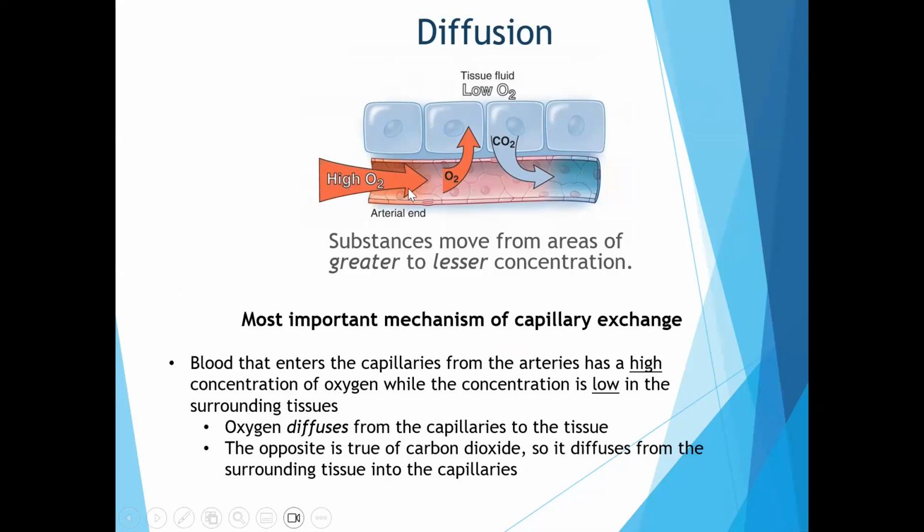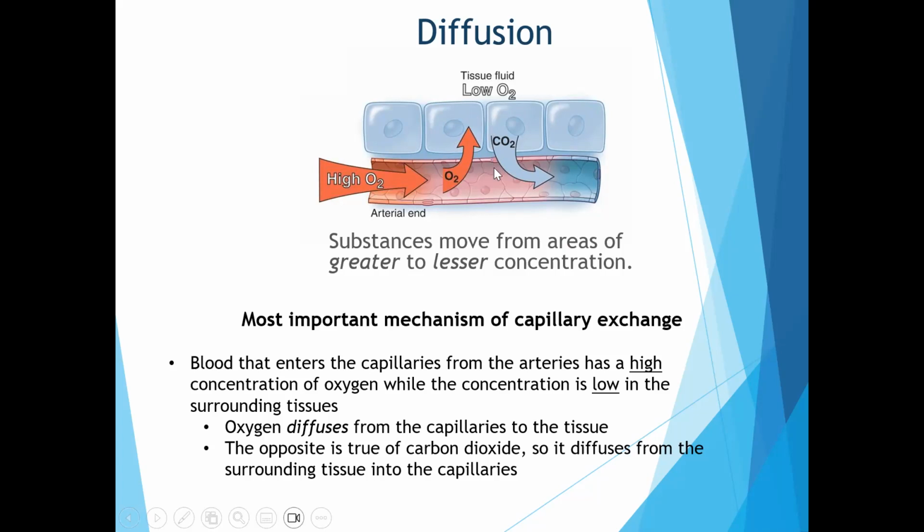So we have a lot of oxygen-rich blood coming in. That oxygen-rich blood is traveling next to a tissue that has a very low concentration of oxygen. So we have a concentration gradient that is going to send oxygen from high concentration in the blood to the low concentration in the tissues.